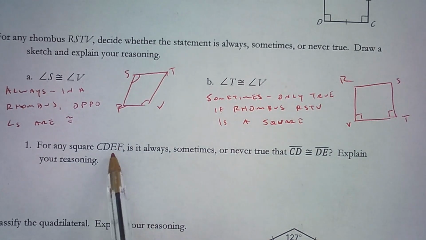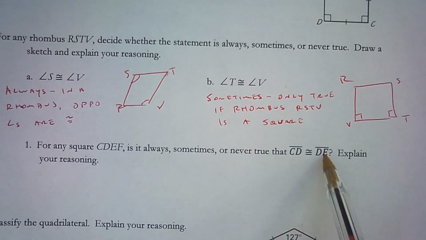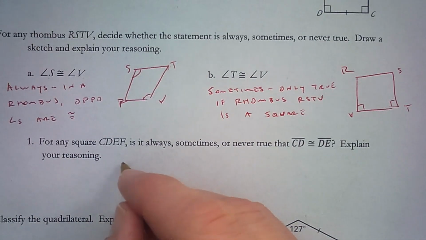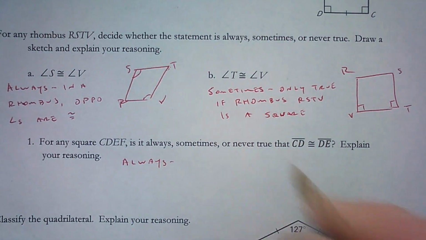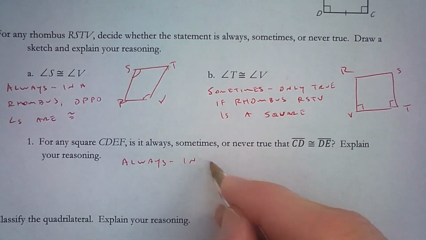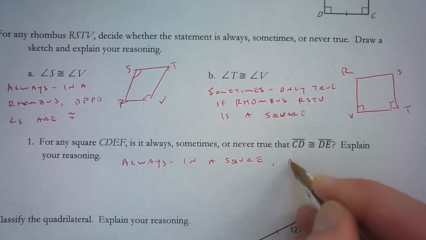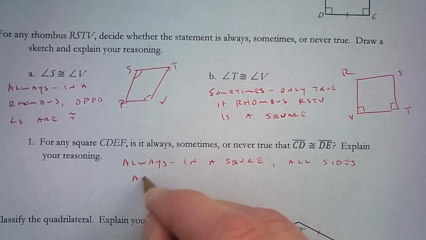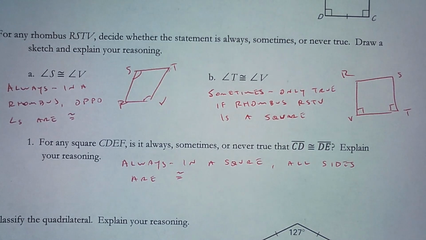For any square, CDEF, is it always, sometimes, or never true that CD and DE are congruent to each other? For that, I don't even need a sketch. I will say that is always true, because in a square, all sides are congruent. You have 4 congruent sides.